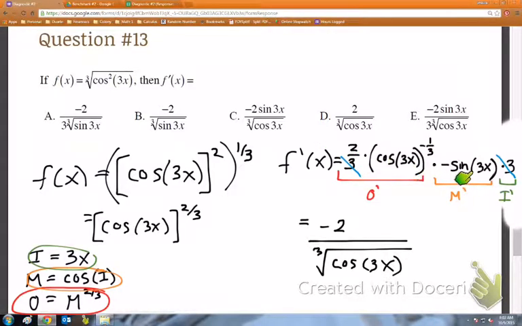All that I have left is a sine of 3x, so I'm going to write that on the top, because that does not have a negative exponent, so I don't push that to the bottom. So my answer is negative 2 sine of 3x divided by the cubed root of cosine of 3x. So that answer choice is C, it looks like. Yep, C.